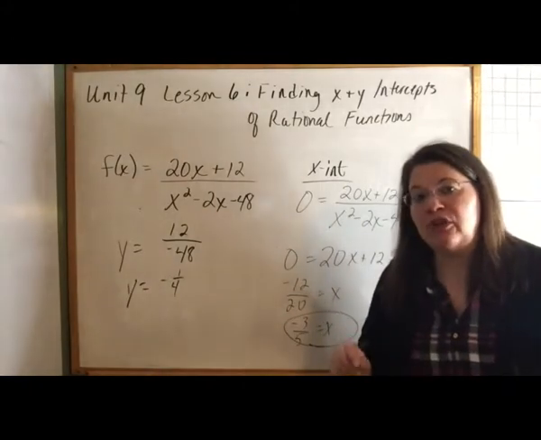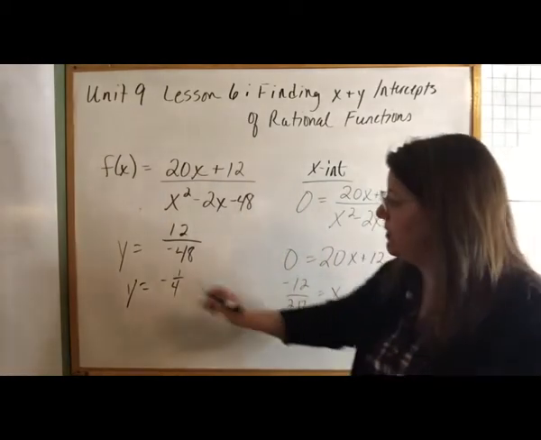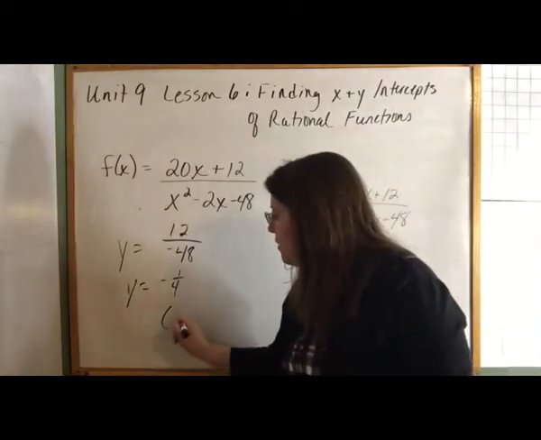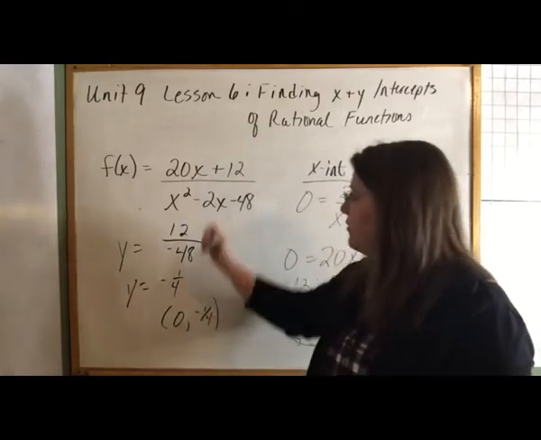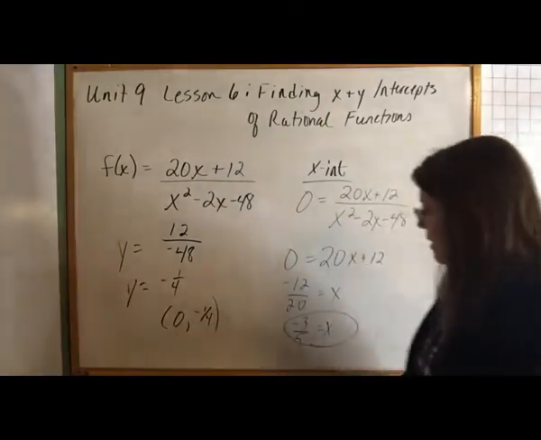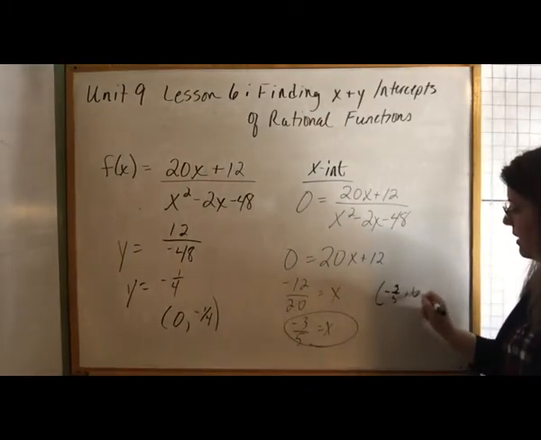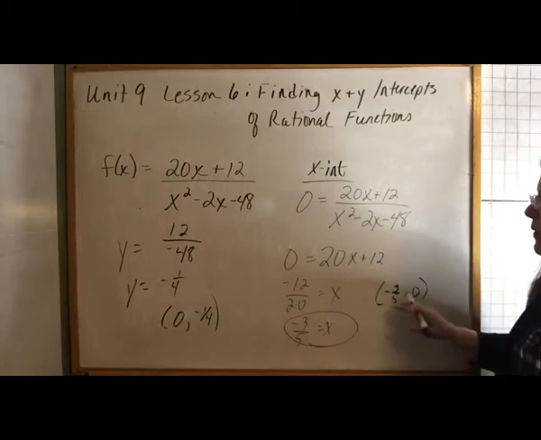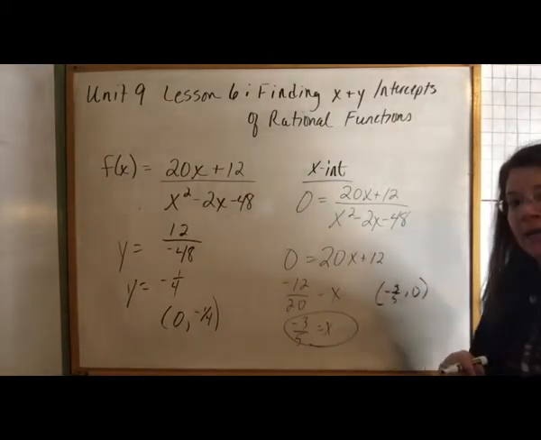Now, when they ask you to find the intercepts, they're asking you to find the ordered pairs. So if this is the y-intercept, that would be the ordered pair (0, negative 1/4). Remember, we plugged 0 in for x. This ordered pair would be (negative 3/5, 0), because remember, we plugged 0 in for y there. So those are our x and y intercepts.